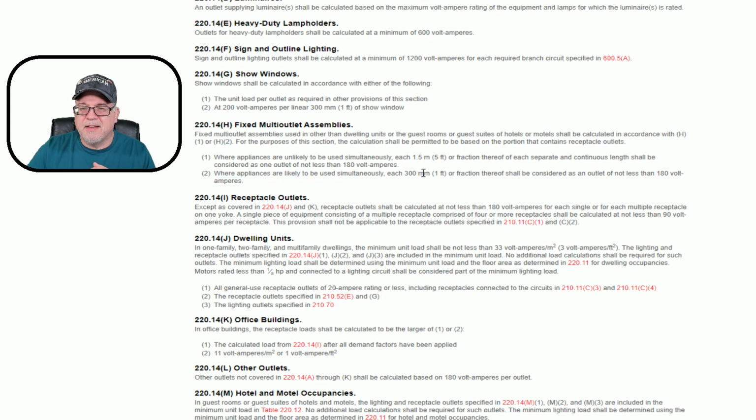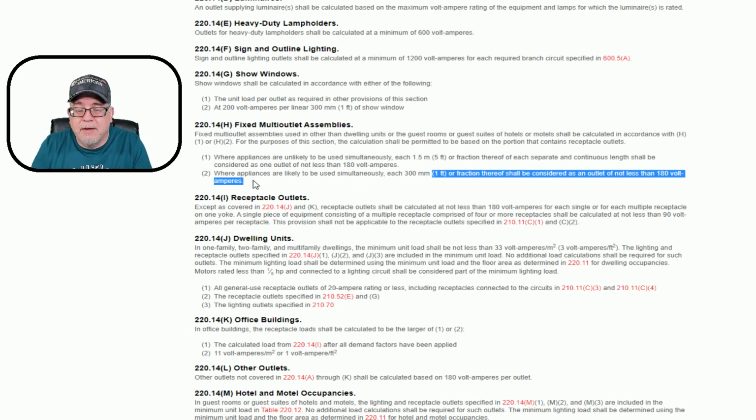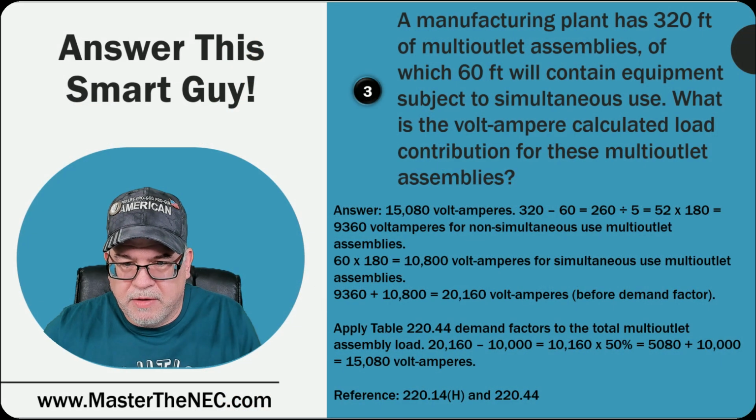It says, each foot or fraction thereof shall be considered as an outlet of not less than 180 VA. Okay, so each foot. So of that 60 feet, each foot is going to be 180 VA. And when it comes to the non-simultaneous, or unlikely to be used simultaneously, every 5 feet is 180 VA.